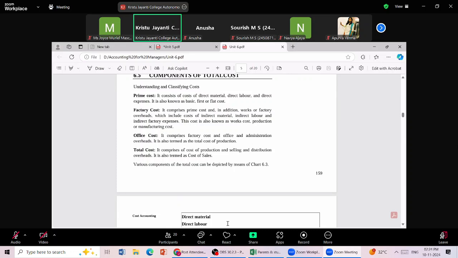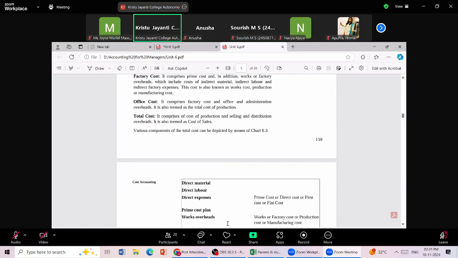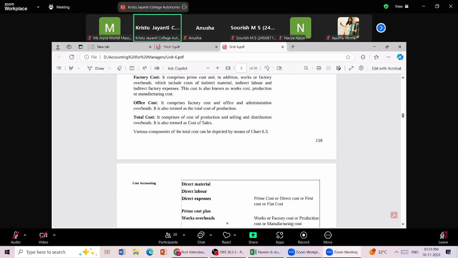To factory cost, you add all your administration expenses. What you get is office cost, and then cost of production, which is nothing but what you call cost of production. To that, you will add all your selling and distribution overheads, and that is called cost of sale. You can see here.